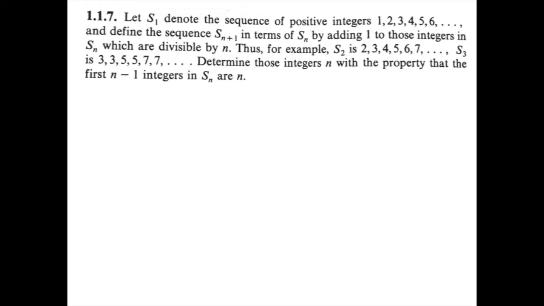So we're given two examples of the sequences, S2 and S3. So we can use that to see if we can actually develop the sequences correctly and if we're applying the rules correctly. The call of the question is to determine those integers n with the property that the first n minus 1 integers in Sn are n.